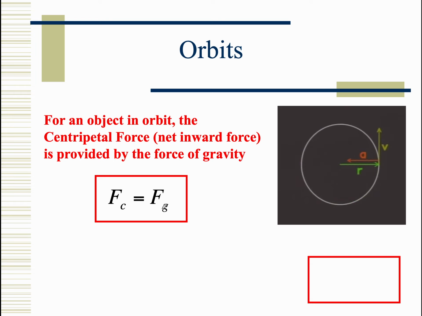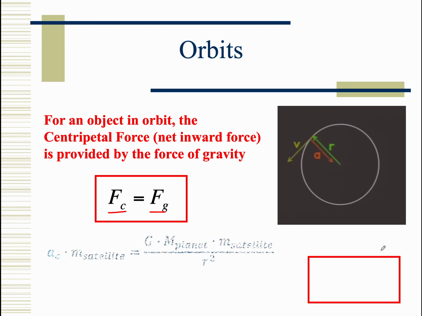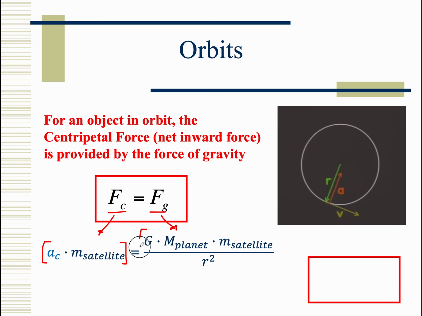So here's the big idea. For an object in orbit, the net inward force, the centripetal force, is provided by the force of gravity. And you see this other box down here. Hold on, I'm going to fill that in. And so what's the centripetal force? It's just going to be the centripetal acceleration times the mass of the satellite. That's this piece. And the gravitational force is this piece, this whole thing right here.